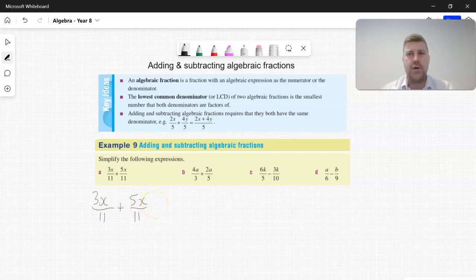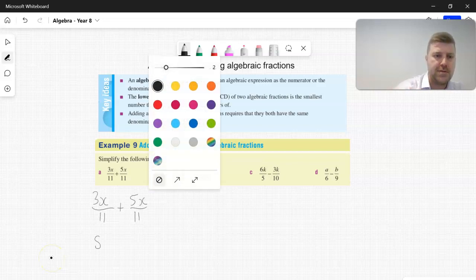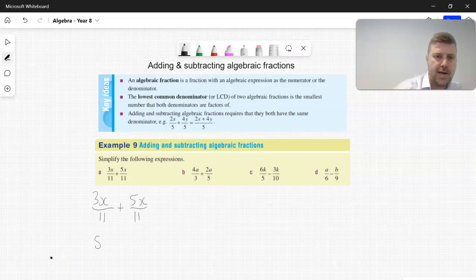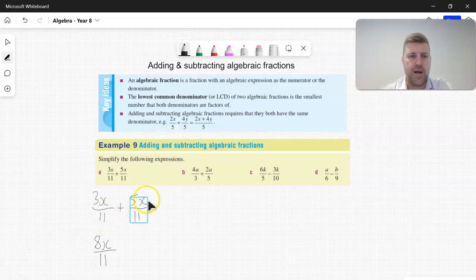Now, again, when you're adding fractions, it's simply the numerator plus the numerator, and the denominator stays the same. So in this case, my answer would be 8x over 11. Okay, numerator plus numerator, denominator remains the same. And it's the same when we're, like I said, adding fractions that are not algebraic.